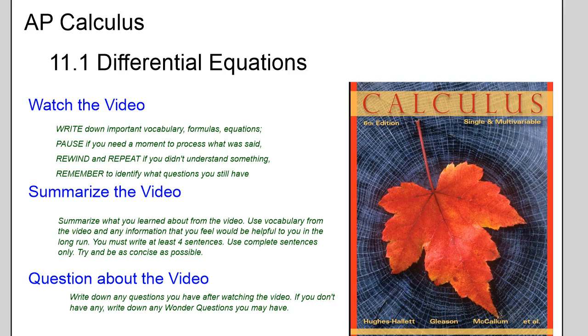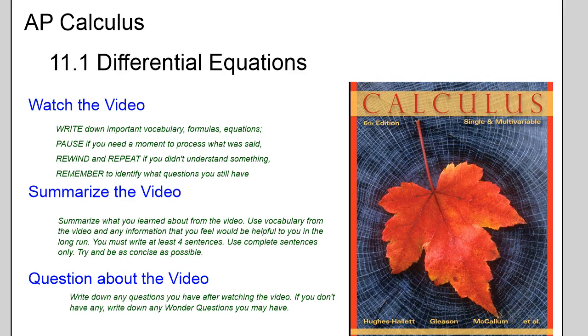As you're watching the video, please take down notes, writing down important information, vocabulary, formulas, equations, examples, and the like. For the love of all things calculus, you need written notes on this whole chapter because it's brand new material that you haven't necessarily seen.